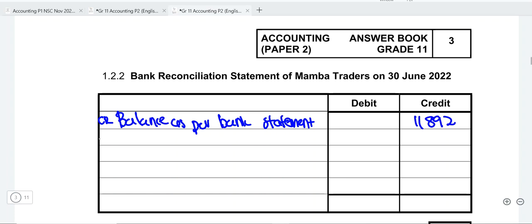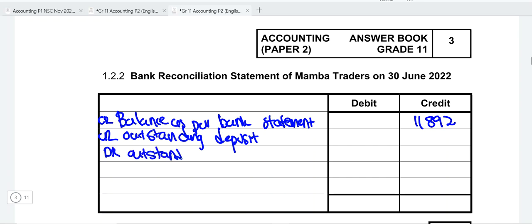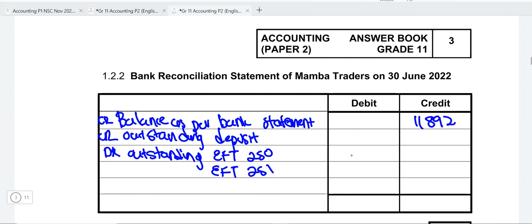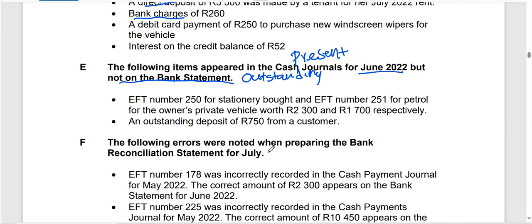So remember, here we'll have credit outstanding deposit, and then we'd have debit outstanding EFT. So we have EFT number 250 and then EFT number 251. Let me just confirm those numbers so we are correct. So it's 2,300 and 1,700. So I'll write that 2,300 here, and then also write the 1,700. Then by doing this already, you have earned marks here. And then let's go to the next item here.